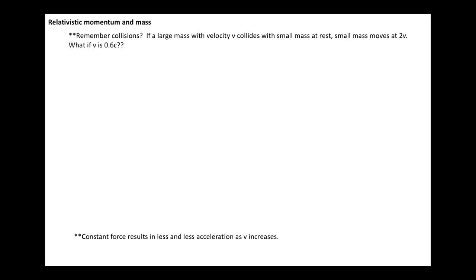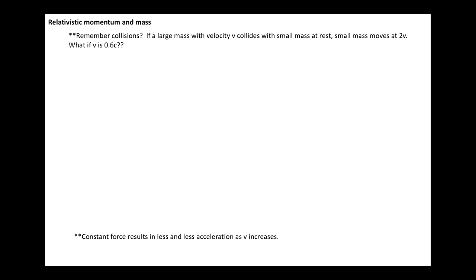We talked about a particular collision where we had a really large mass that was moving and it collides with a little one that's not moving, and the little one ends up going twice as fast as the big one was going. This was one of the extreme cases we looked at. The thing is, you start to run into a problem if that first one is moving at 60% of the speed of light. My collision fails because the little one can't go at 1.2 times the speed of light. It's just not going to happen.